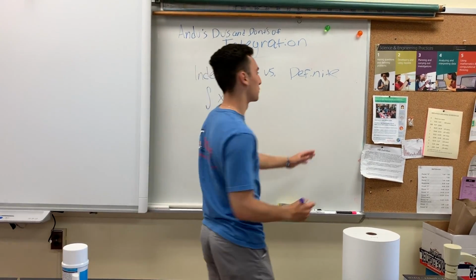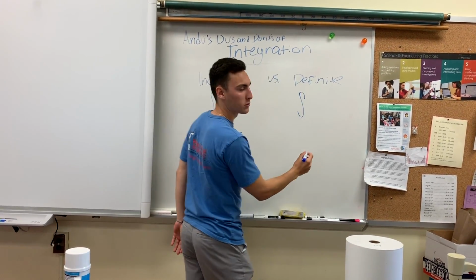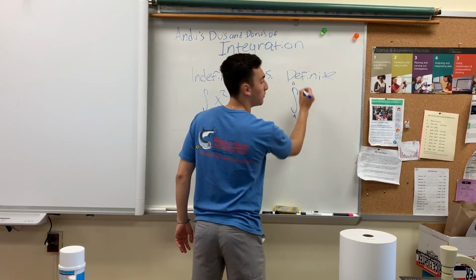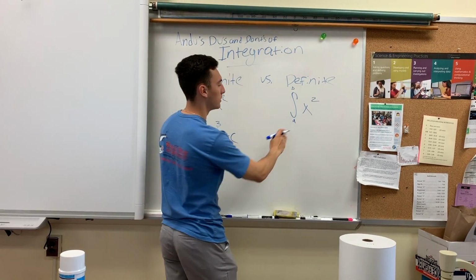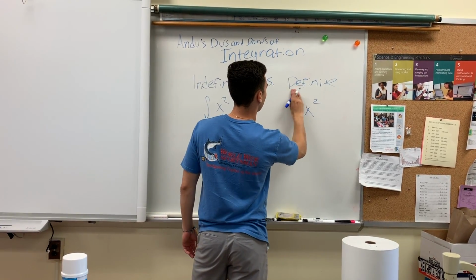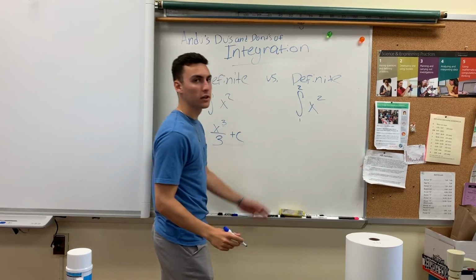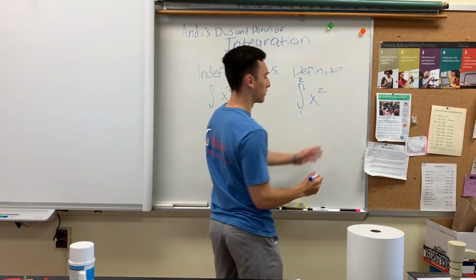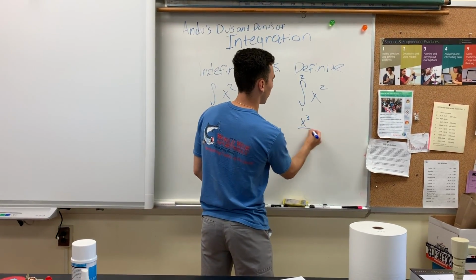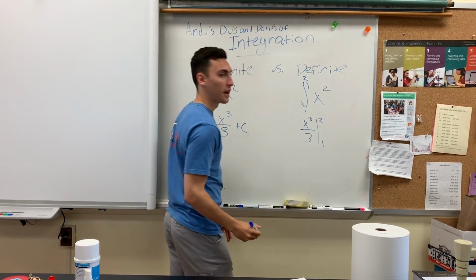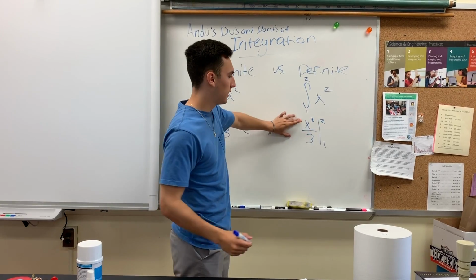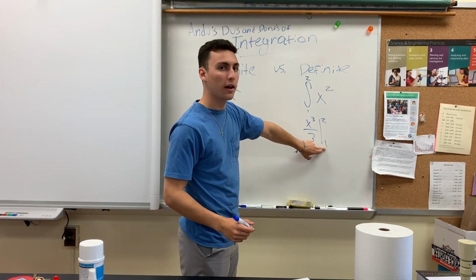Now you have a different integral. You have boundaries, like a and b. So if you have x squared, and your boundaries are 1 and 2, you can actually get a number. So here's the integral. So you have x cubed over 3. And then you plug in the top number to this and subtract the bottom number.